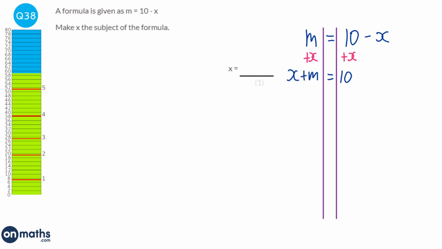Then we want to get rid of anything on the left hand side that's not this x. So we want to get rid of this plus m. So we're going to do that by subtracting m from both sides. So we've got x equals 10 minus m. So our answer is 10 minus m. X equals 10 minus m.